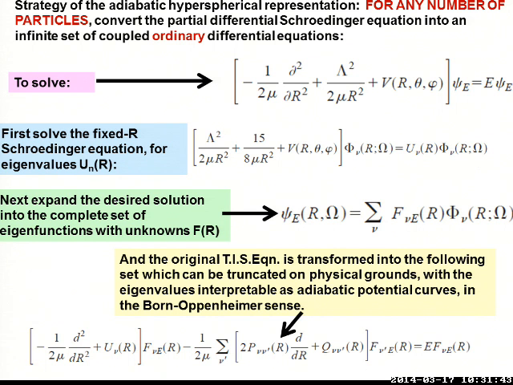And then, in principle, the solution can be expanded in a complete set of the eigenfunctions with coefficients that depend on the hyperradius. And this strategy basically recasts the Schrodinger equation in any number of dimensions into coupled ordinary differential equations in the hyperradius for the radial functions, with non-adiabatic coupling terms, these P and Q matrices. I haven't written the formulas, but they're calculated in terms of the R derivatives of the eigenfunctions.